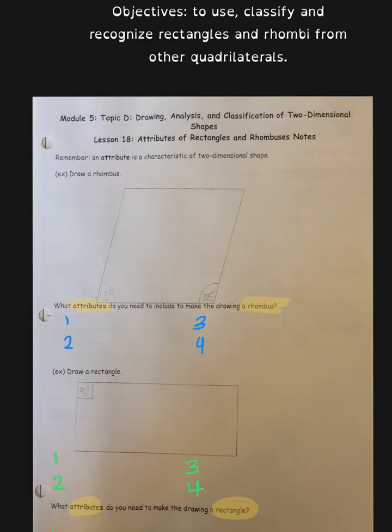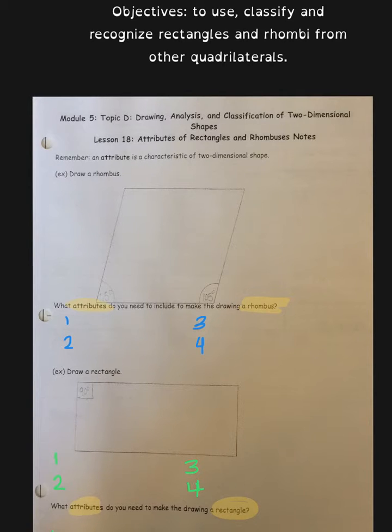Remember, an attribute is a characteristic of a two-dimensional shape. Two-dimensional. Super important there, because a lot of people are saying, oh, a box is a rhombus or a rectangle. But it's the face of a box that would be a rectangle, because a rectangle is a two-dimensional shape. A box is a three-dimensional shape.